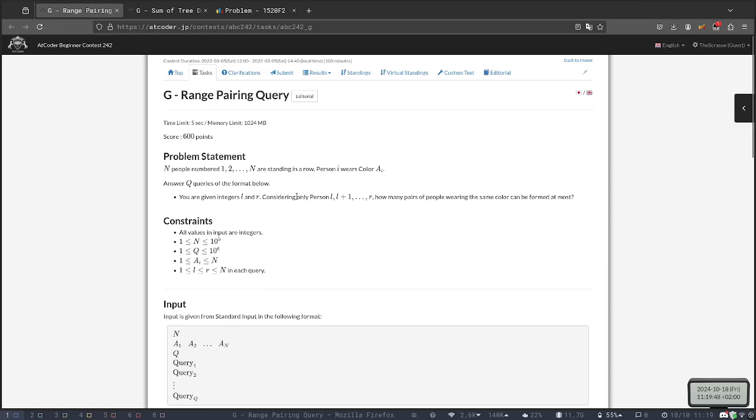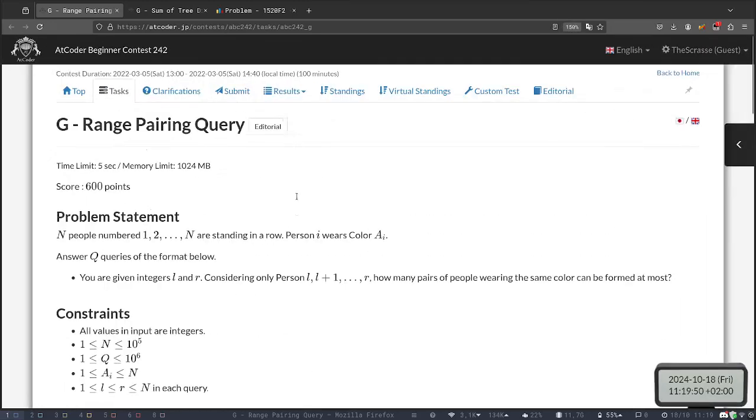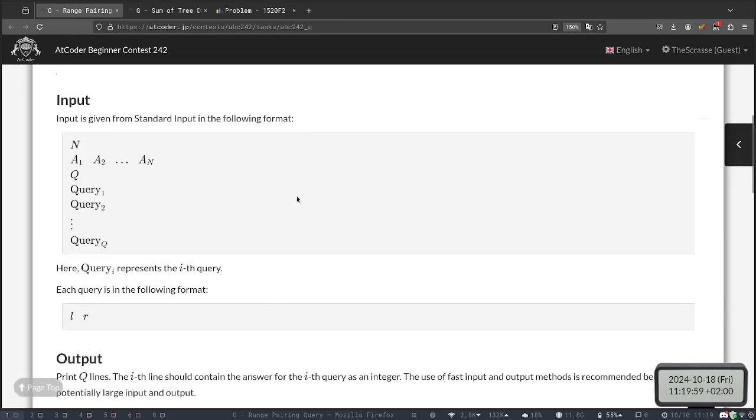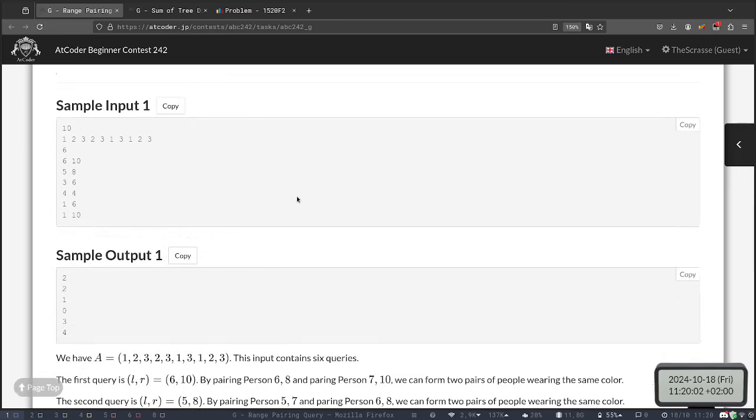Let's jump to this problem. This problem is quite standard. You should know how to solve it. You have to answer some offline queries about how many pairs you can make in an interval. Actually, you have some people with different colors. You are given some L and R, and you have to determine how many pairs of distinct people with the same color you can make.